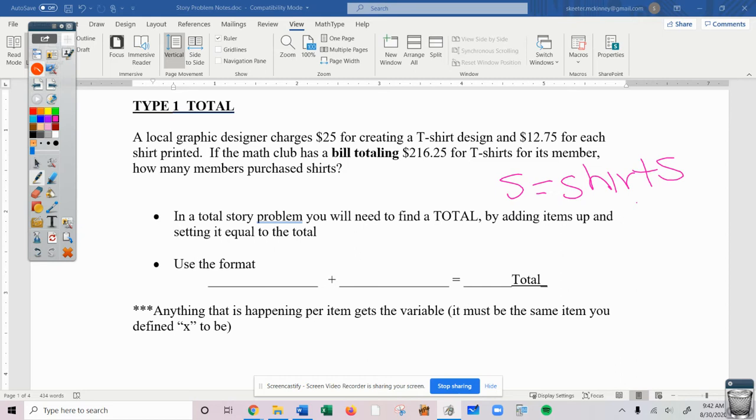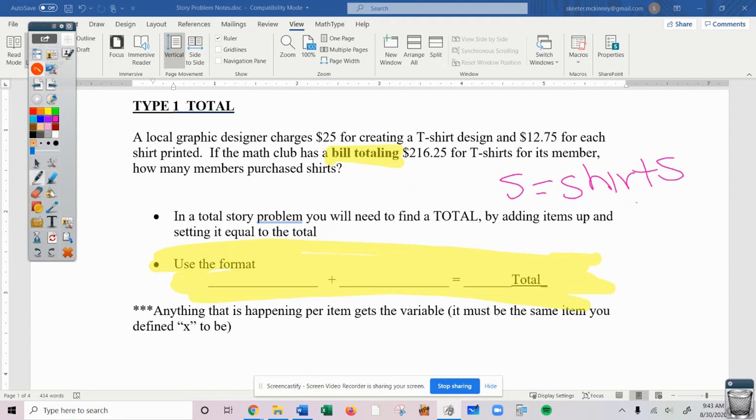Okay, we also know that this is talking about a bill totaling. And whenever we're talking about a total of something, we know that we want to add. We're going to add stuff up and set it equal to the total, which is the format that we see happening right down here. Okay, this blank plus blank equals blank. Now, there's no limit to how many things you could add up. It's just telling you that you need to set it up with addition, and you're going to set it equal to the total. So we know the format we need to use. We know our variable. So let's start filling in some blanks.